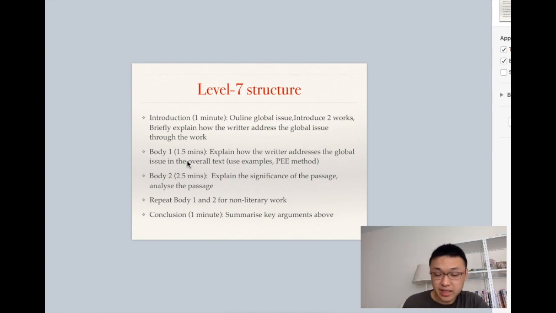So it's different for different texts, but remember you need to use the PEE method, which is point, evidence, and explanation, right? So this is very important. You need to back up your point ideally with quotes as well.